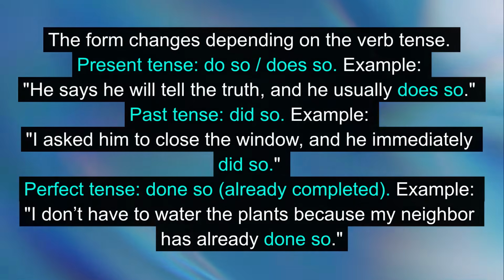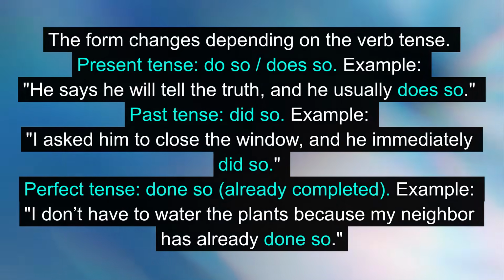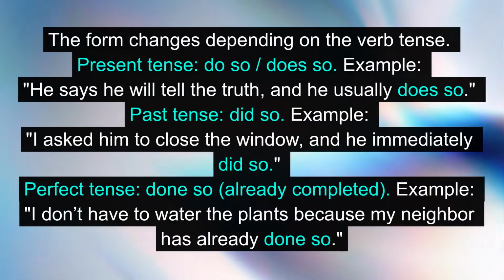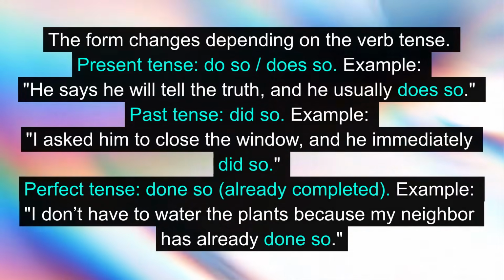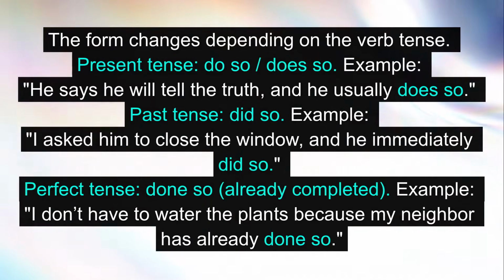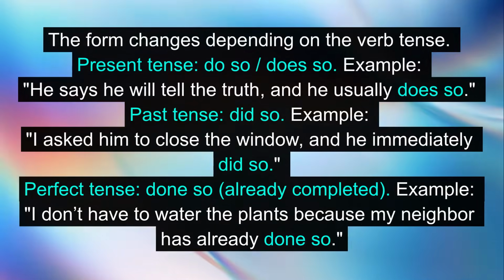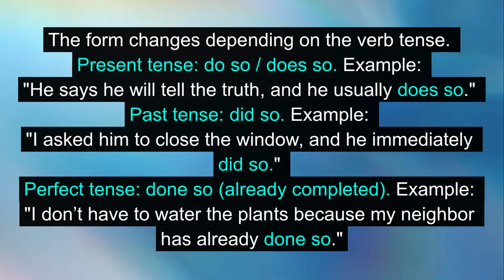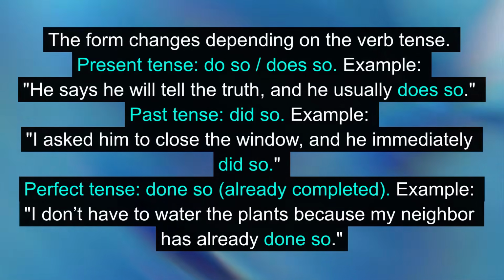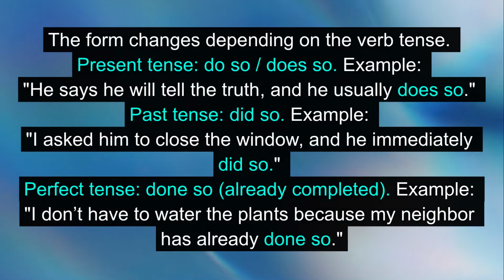Present tense: do so, does so. Example: he says he will tell the truth and he usually does so. Past tense: did so. Example: I asked him to close the window and he immediately did so. Perfect tense: done so, already completed. Example: I don't have to water the plants because my neighbor has already done so.